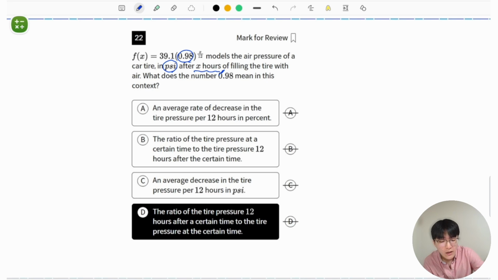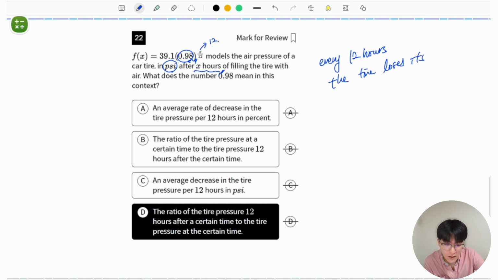And what do we know? If we plug 12 into x, that means every 12 hours, the tire is losing its air pressure. How much? 1 minus 0.98, which is 0.02, 2%. The tire loses its PSI, pressure, by 2%. So the tire's pressure drops by 2% every 12 hours. That's what we know. Let's take a look at answer choice A.